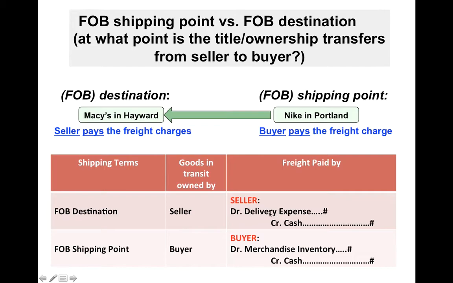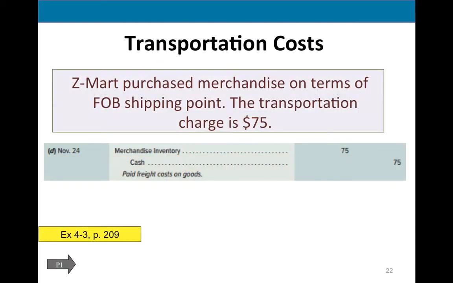So if you're the seller paying for transportation, then it's an expense to you. If you're paying for transportation as a buyer to get it to your warehouse, then it becomes an increase to your asset account, which is merchandise inventory. If you're paying for it as a freight out, it's an expense called delivery expense. I hope it makes sense. So here's an example. We purchased merchandise on terms of FOB shipping point, which means we have to pay for freight, and that $75 freight is an increase to inventory. It's not an expense.